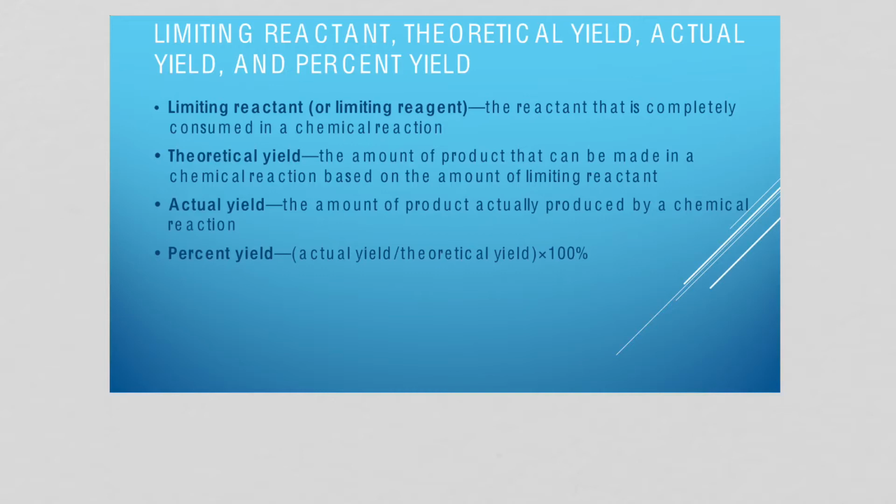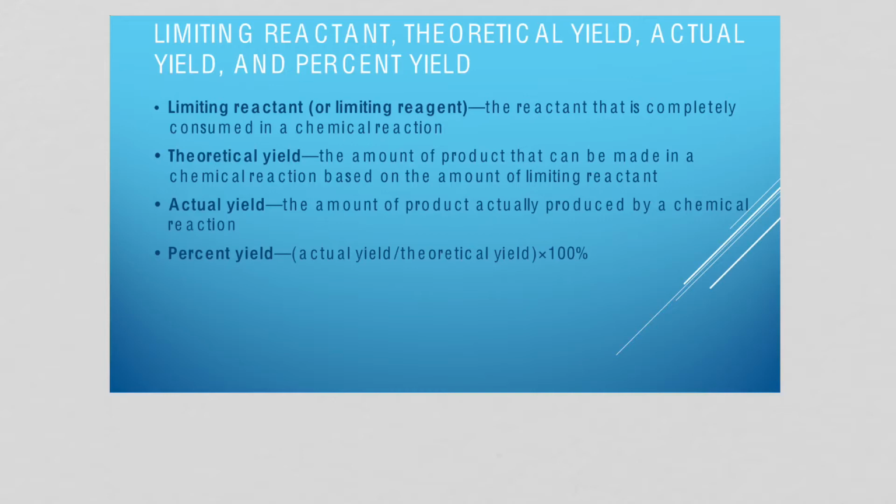The difference is, in those problems, we were essentially told what the limiting reactant was, right? Because we were only given one material, and so then we just could calculate the amount of product we could make. That's a theoretical yield, right? The amount of product, the maximum amount of product that could be produced in a chemical reaction based on the amount of limiting reactant present.